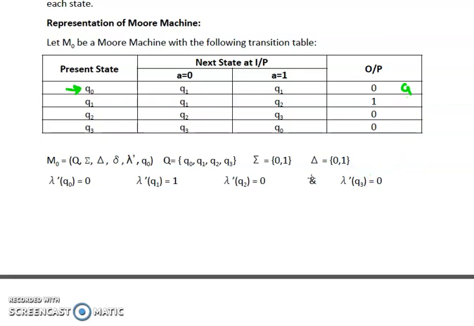Now lambda dash represents the output associated with each state. For state Q0, the output associated is 0, so lambda dash Q0 is equal to 0. For state Q1, the output associated is 1, that means lambda dash Q1 is equal to 1. Q2 output is 0, so lambda dash Q2 equals 0, and lambda dash Q3 is again equal to 0. So that's all about the Moore machine.